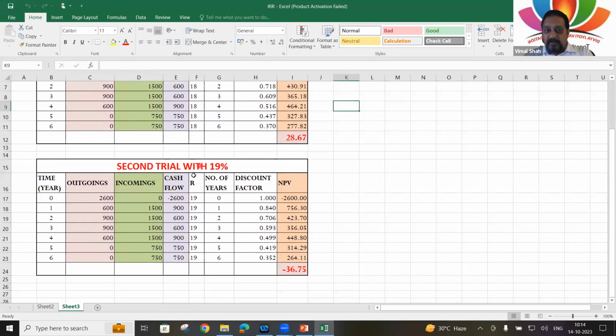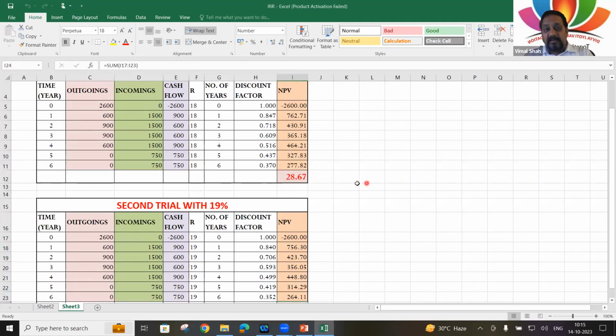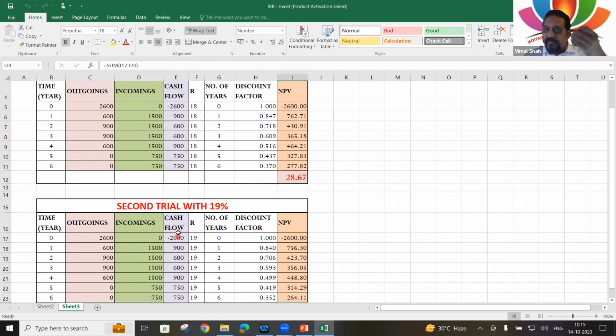If it is more than 18%, now I am trying with 19%. So with the same cash flow, I am bringing it to net present value. And this time, my net present value is coming negative. That means the rate of return which I am getting is less than 19%. So now I know it is between 18 and 19%. To find out the exact IRR, I can use the trial and error method, putting different rates of interest between 18 and 19 to get the exact figure.